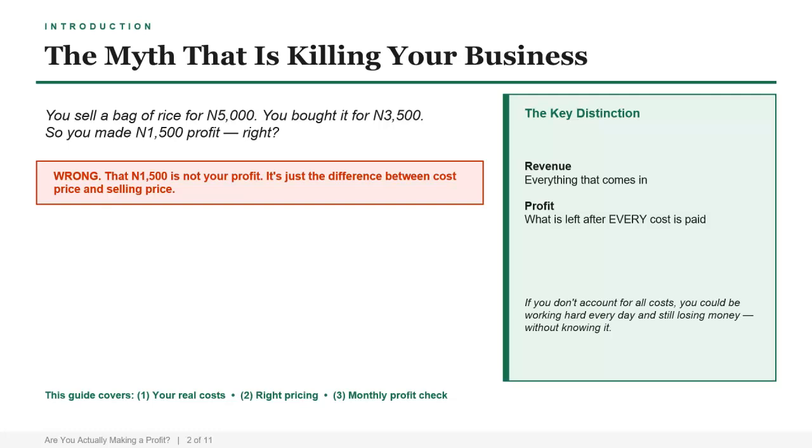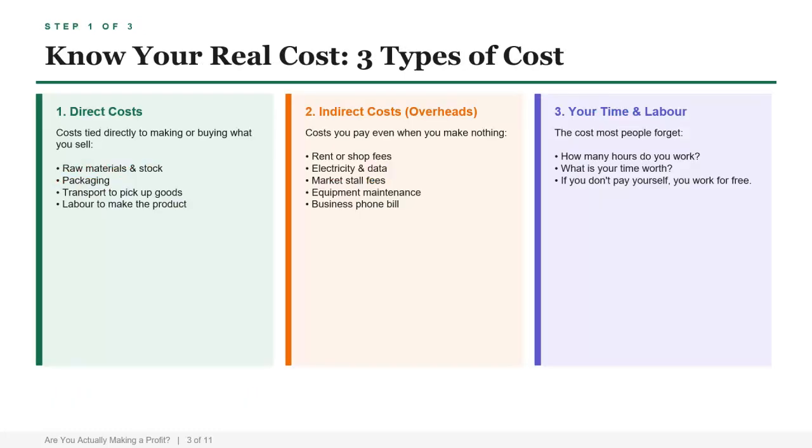All right, so I made a simple illustration here. You sell a bag of rice for 5,000 naira and you bought it for 3,500 naira, and so logically you can assume that you made a profit of 8,500 naira, but that is wrong. That 1,500 naira is not your profit. It's just the difference between cost price and selling price. And so what I'm going to be showing you in this brief video is how to identify your profit, how to look at your total real cost, and other things like that.